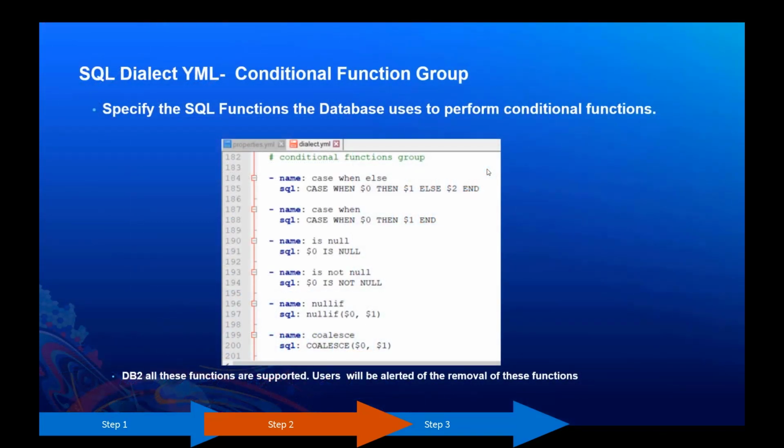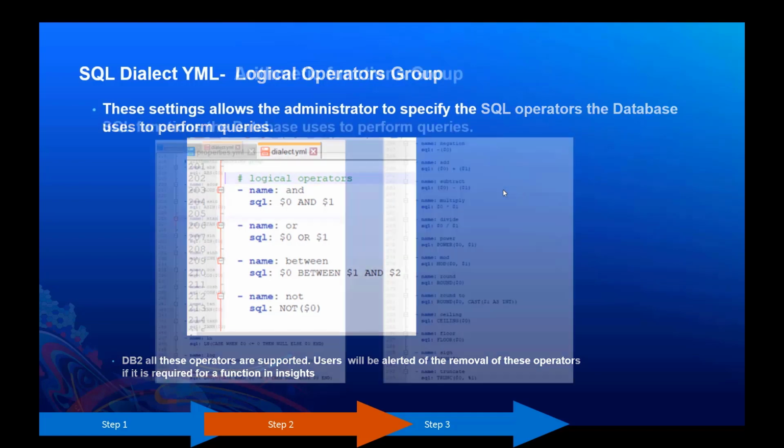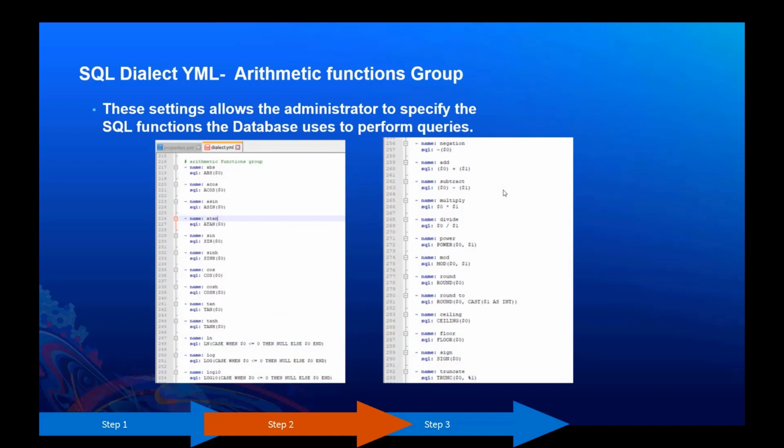So the next section is the conditional function group. Here, logical conditional functions are defined. For DB2, all of the defaults are supported. The next section is the logical operators group. Here we show syntax for the various logical operators we support in Insights. The next section is the arithmetic functions group. Here all arithmetic functions are defined, and in DB2 we use all the default functions. No changes are required.